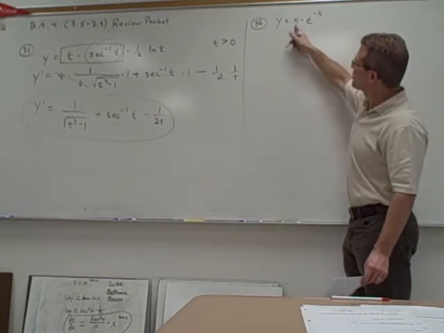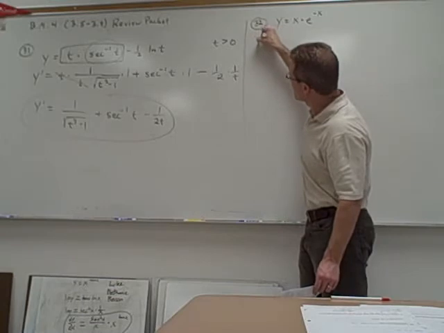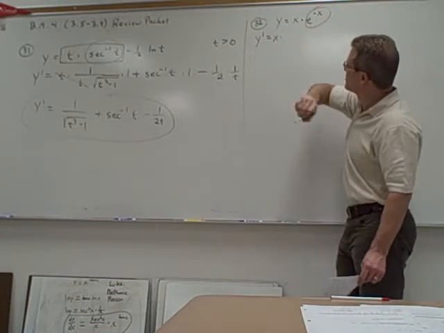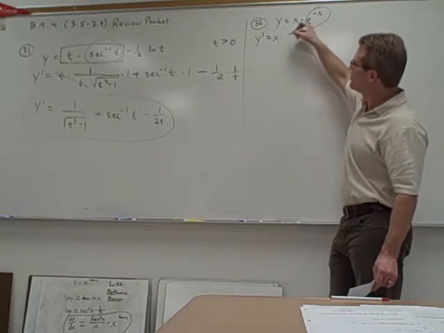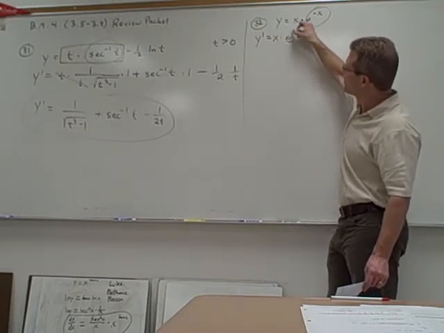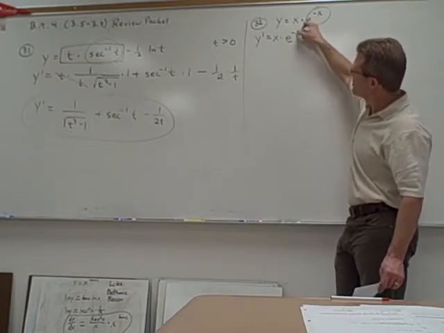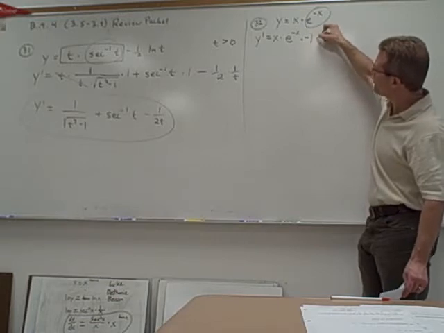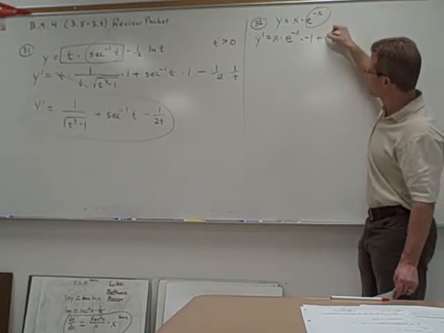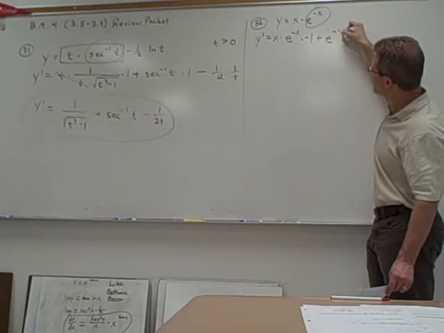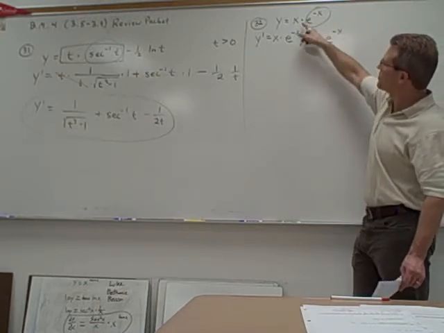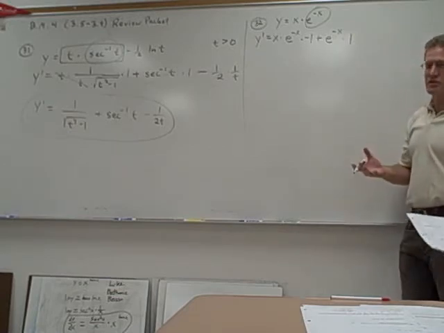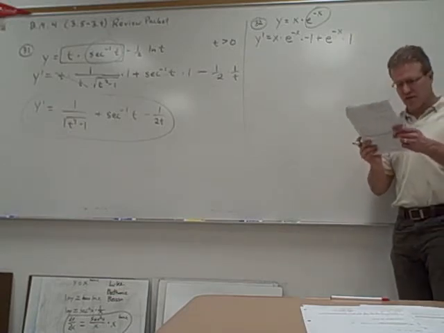So my first expression is x, so I'm going to go y prime equals x times the derivative of e to the negative x. Derivative of e to the negative x would be e to the negative x times the derivative of negative x, which would be times negative 1. Plus, then you copy down your second expression, e to the negative x, times your derivative of x, which is 1. So there's your answer. If you had that, you'd get full credit there.